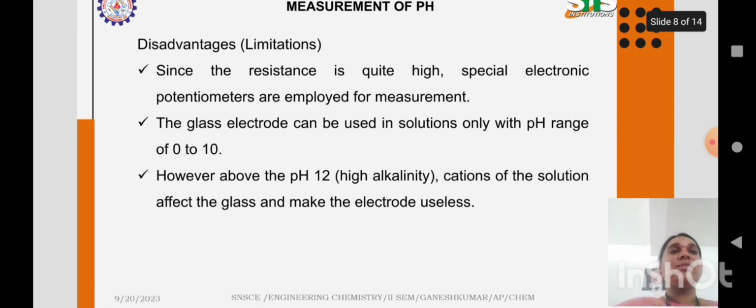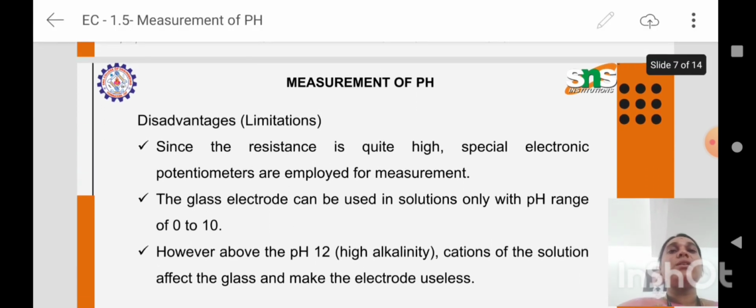And the disadvantages, also called limitations: since the resistance is quite high, a special electronic potentiometer is required for the measurement, and the glass electrode can be used only in solutions of pH range 0 to 10. Alkaline solutions cannot be measured using the glass electrode. The reason is that at high alkalinity, pH above 10, the cations of the solution affect the glass. The glass acts as a membrane and passes the ion, so it affects the glass and makes the electrode useless.